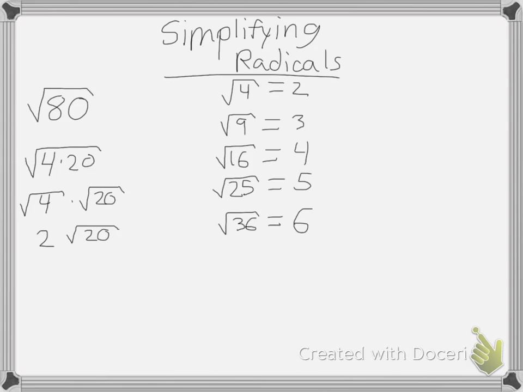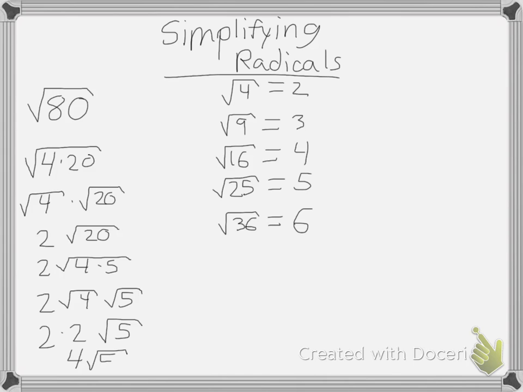Well, 20 can be broken up as well to be 4 times 5. And so we have 2 square root 4 times the square root of 5. And the square root of 4 is just 2. 2 times 2 times the square root of 5. Or we could just say 4 square root 5.